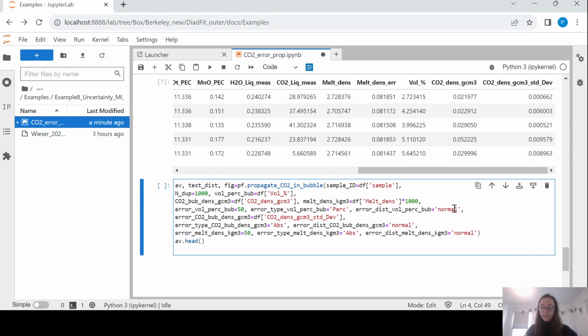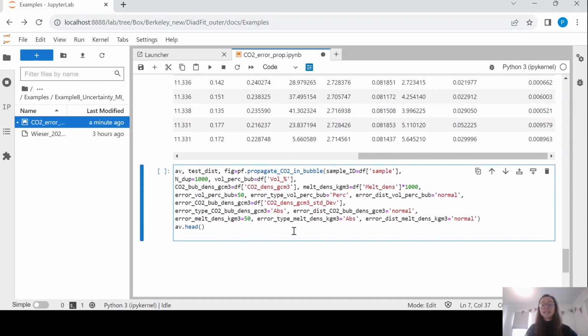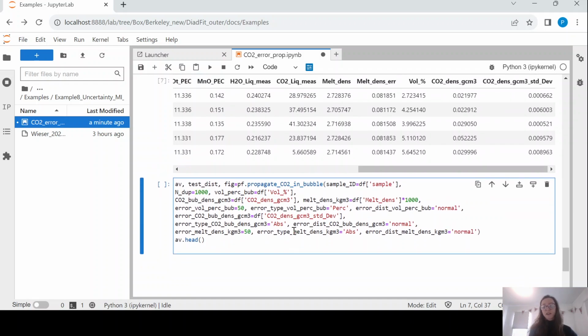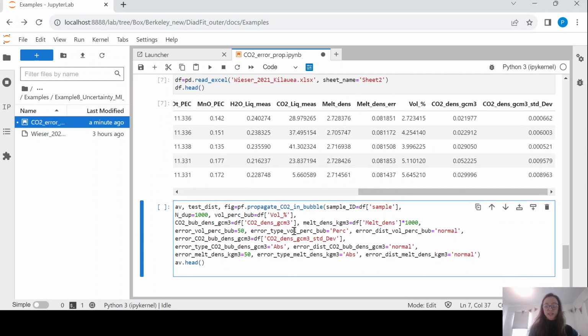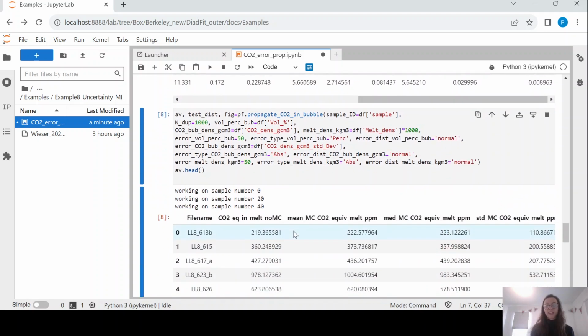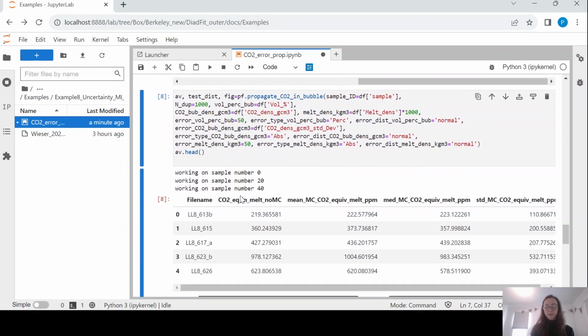Again, and then I'm telling it the distribution. So I want a percentage error, I want it normally distributed. This is my error on my CO2 density, so on and so forth. So this is basically the same parameters we defined above, but largely reading from the spreadsheet. So we can run this, and it just tells you what sample it's working on.